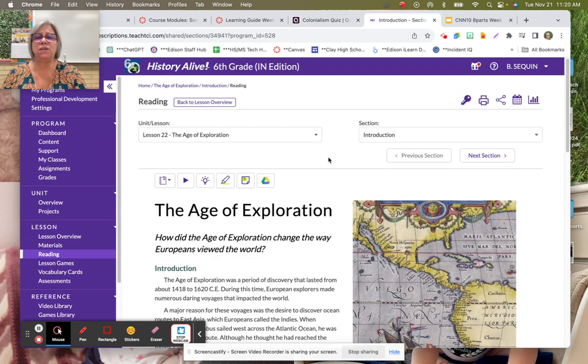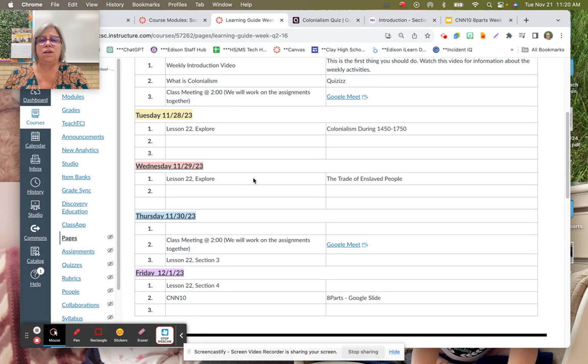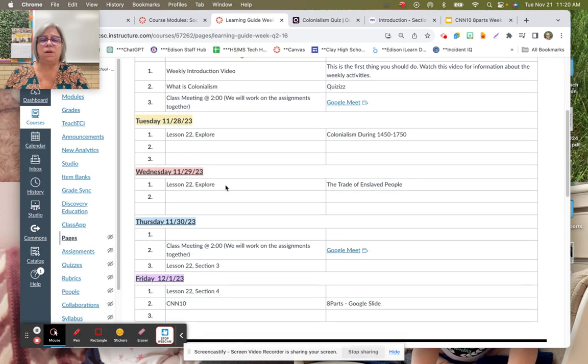And this is a little bit different because you are not going to be doing all of the sections here. Instead, if we go back to the learning guide, you are going to be doing a couple of the explores. They're in the same place. I'll show you where they are. Here are the titles that you need to do. So you'll do those first, and then you'll do section 3 and section 4.